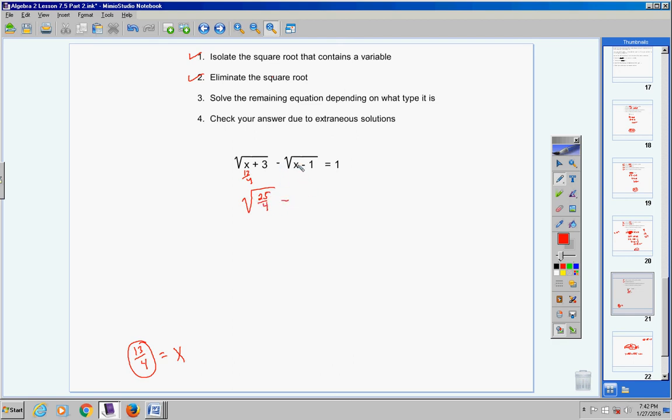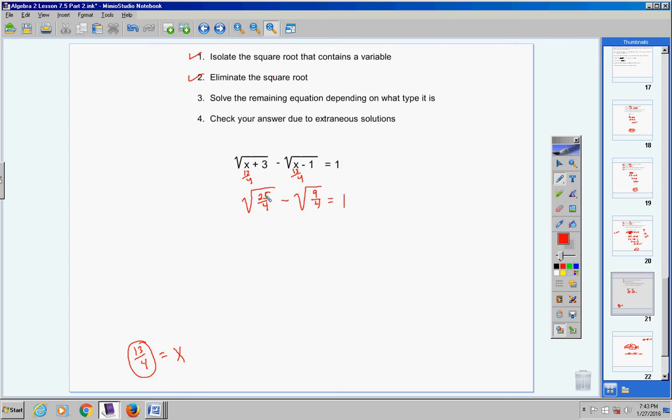Now, right here for this x, go ahead and put 13 over 4. So with your calculator, type in 13/4 minus 1, and you're going to get 9 over 4. 9 over 4. Alright, let's continue. The square root of 25 over 4, well, that's the square root of 25 and the square root of 4.